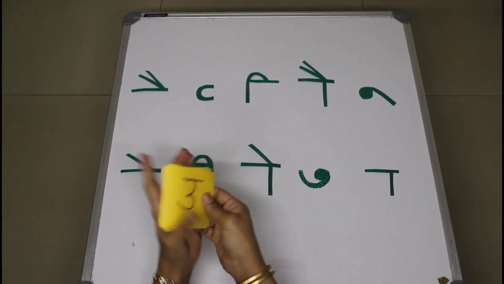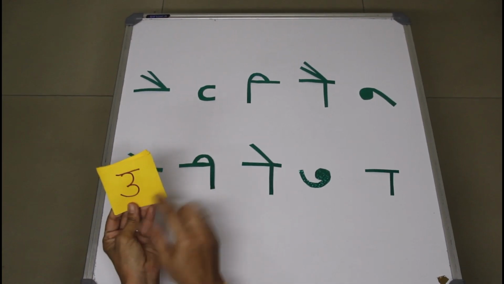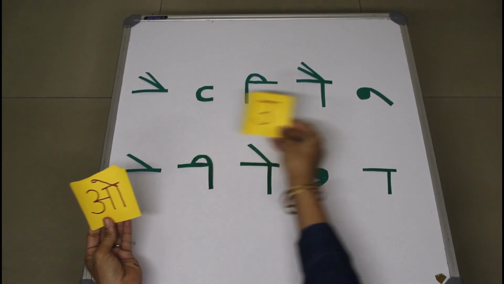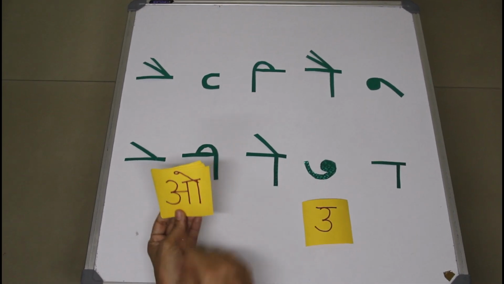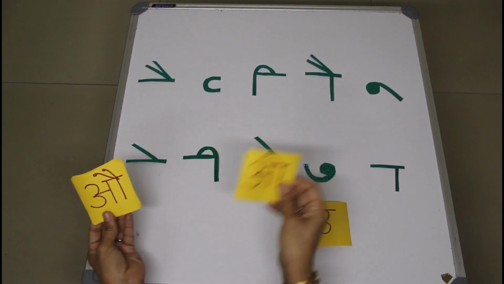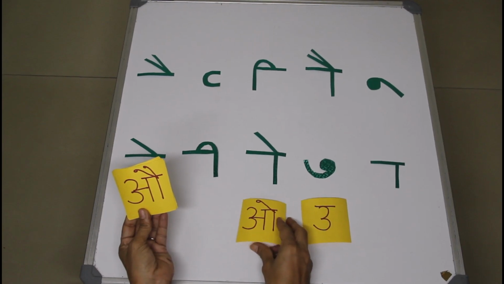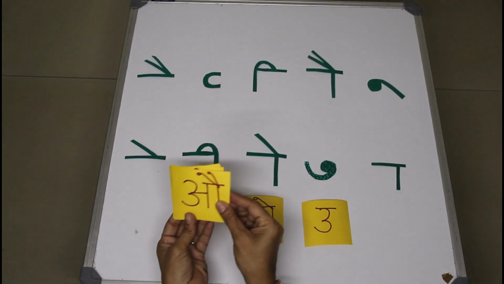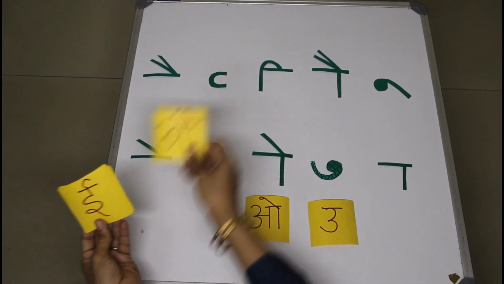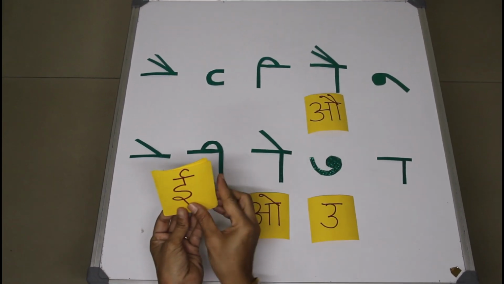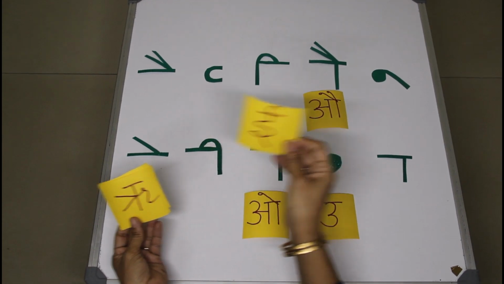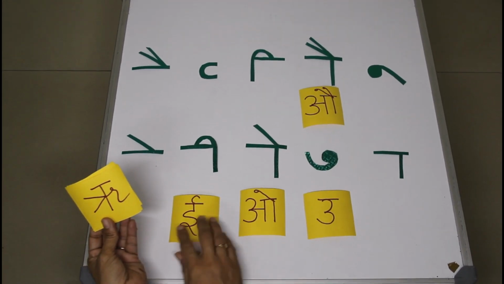Now, let me see the first one. It is U. So I have to search for the matra. See, this is U. So I keep it just below that. Then I get O. And where is O? Here. O is here. So I just keep it below this. Then comes O. I search for O. Yes, O is here. I keep it below O. Then I have E. Where is E? Yeah, I get it here. So just keep it below that.